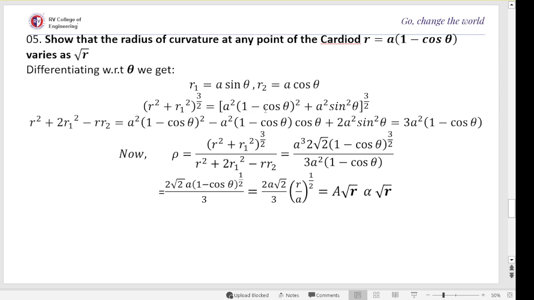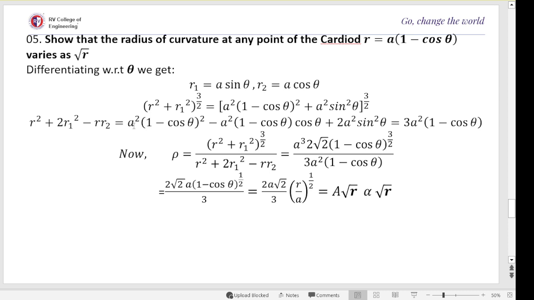So you will get (2 minus 2 cos theta) power 3 by 2. So 2 power 3 by 2 is 2 root 2. So a cube into 2 root 2 into (1 minus cos theta) power 3 by 2, divided by the denominator, r square plus 2r1 square minus r r2.